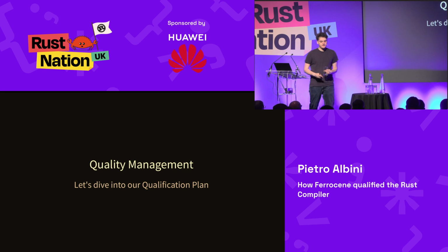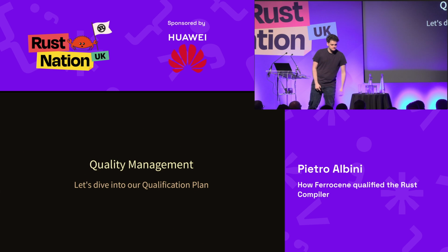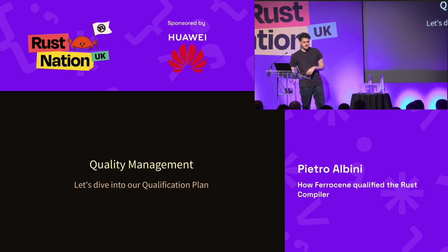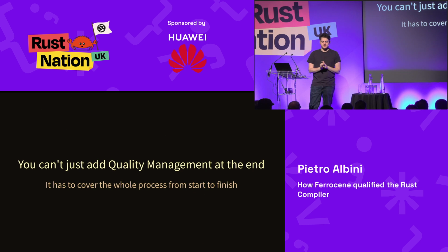And then we dive into the last part of what it takes to qualify a compiler, which is the quality management. And quality management is described in our qualification plan. And it describes all of the processes we follow. And crucially, quality management is not something you can sprinkle on the project at the end. It's not a layer of paint to add to it. It's the whole development cycle.